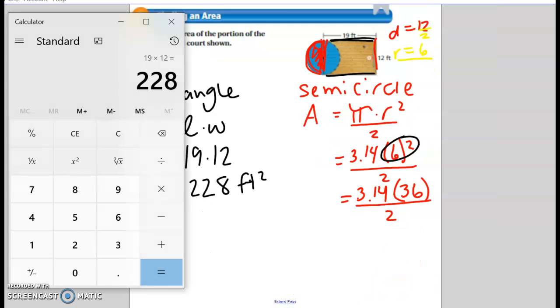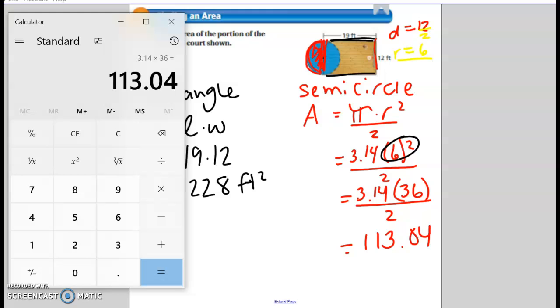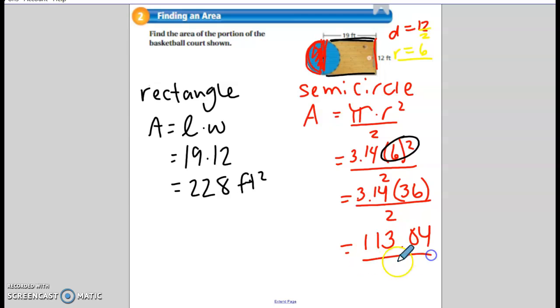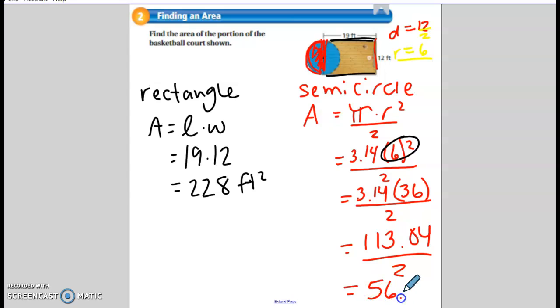3.14 times 36, I'm going to do on a calculator. 3.14 times 36, 113.04. Now that's the area of the whole circle. But remember, half of it. So the area of my semicircle is going to be that divided by 2, 56.52. 56.52. And I'm running out of room, but square feet.